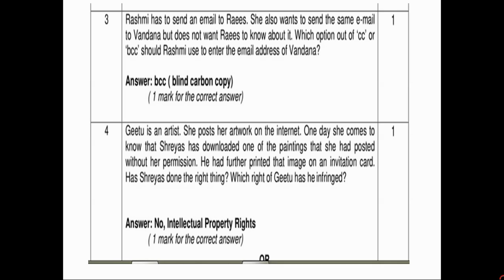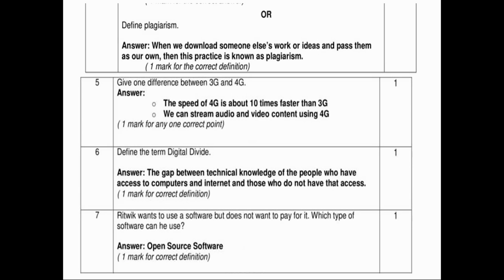Here, one more question is there in this section. Let's see that question. It is given: define plagiarism. And what will be the answer? When we download someone else's work or ideas and pass them off as our own, then this practice is known as plagiarism. It simply means that when we are downloading someone else's work and using it as our own, this is known as plagiarism. Next, move to the fifth question.